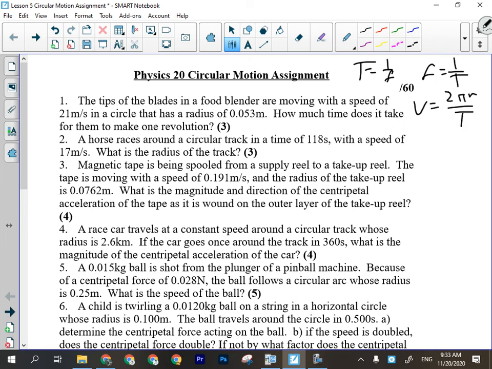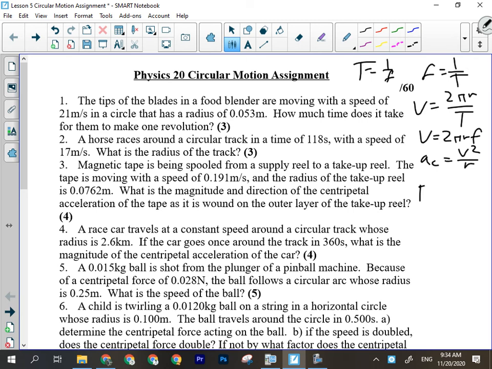So understanding how to calculate velocity given just the period and the radius, or the frequency and the radius, because this can also be written like that. Other things that are covered in here: centripetal acceleration. So you may have to use AC equals V squared over R. And then all the stuff on centripetal force.